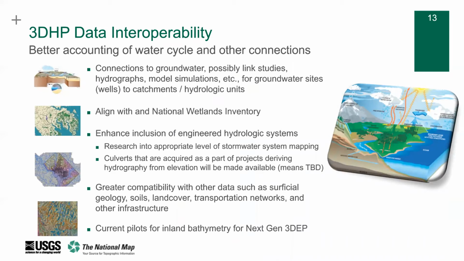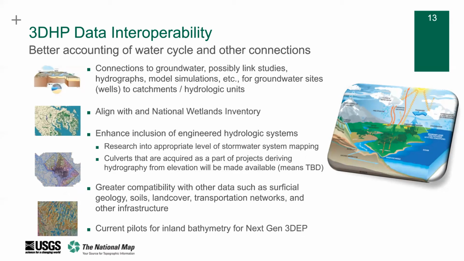We also want to make sure that the 3DHP is more interoperable with other data sets. And so I spoke a little bit about the connections to groundwater, being able to understand gaining and losing reaches, and other ways that surface water interacts with groundwater. We want a much better alignment with the NWI. Mapping swamp and marsh features in the NHD has been there for years, but NWI is really the authoritative source for that information. And we want to be able to work with that data interactively and seamlessly.